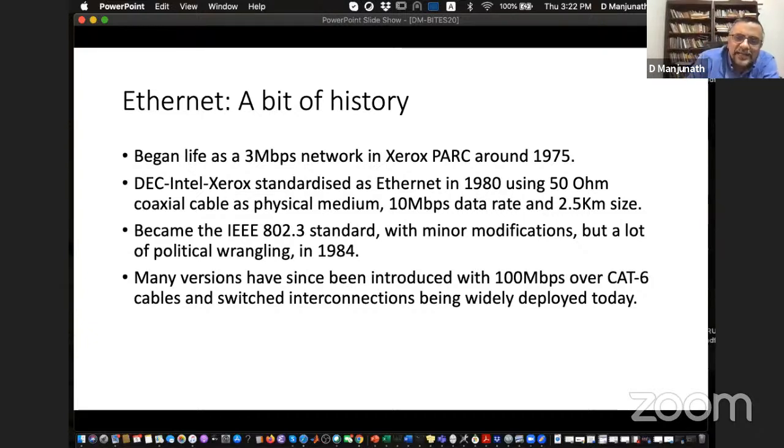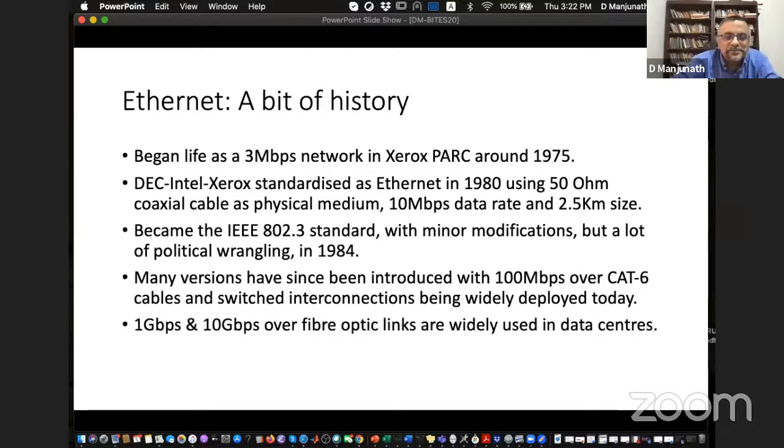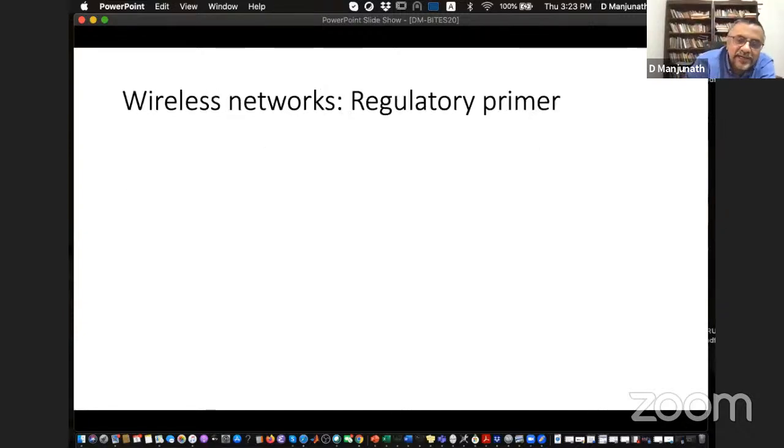The latest ones you're familiar with would be 100 Mbps and gigabit Ethernet over what is called Cat6 cables. And the topology is not like what it used to be before. We actually have what are called Ethernet switches. That was a big taboo when designing a local area network protocol when it was first introduced. It was just a passive cable running through the institution. So those days are over. It is now a fairly active network with a lot of wires coming into a wiring closet and so on. There are also 1 Gbps and 10 Gbps fiber optic links that are widely used in data centers.